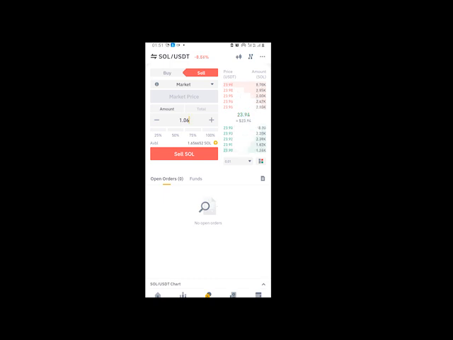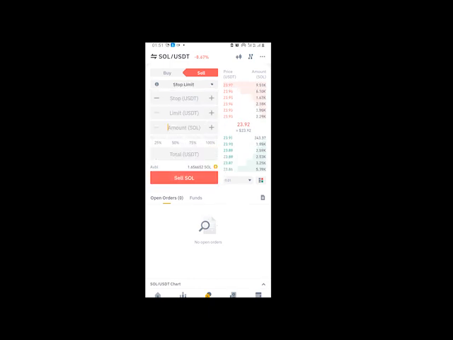Now the third type of order that we're looking at is the stop limit. What does stop limit do? Stop limit is more or less like a system that combines both the market order and the limit order. What it does is that I can use stop limit to set more or less like a take profit or a stop loss. Once it gets to a particular price, I want the system to trigger execution. That's what stop limit is all about.